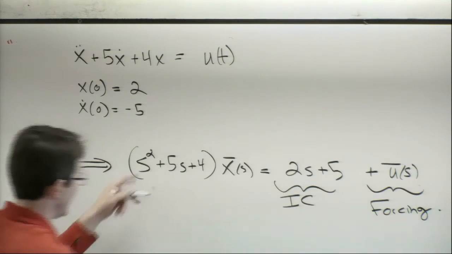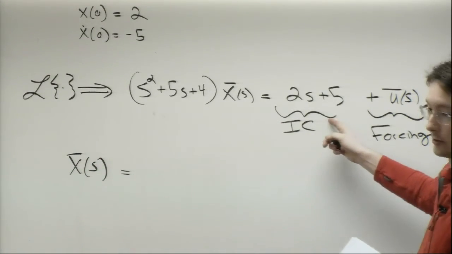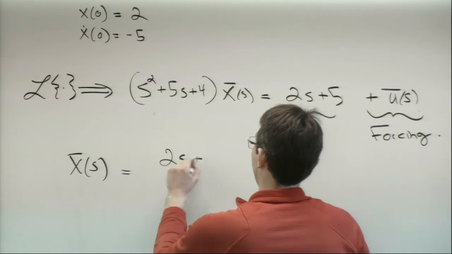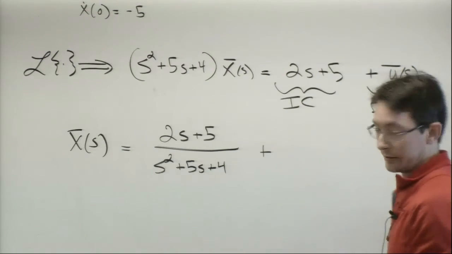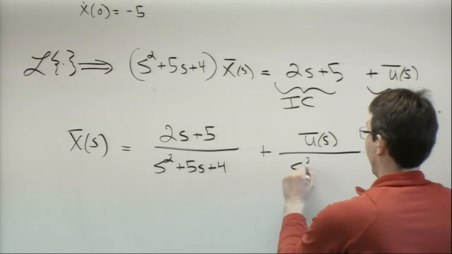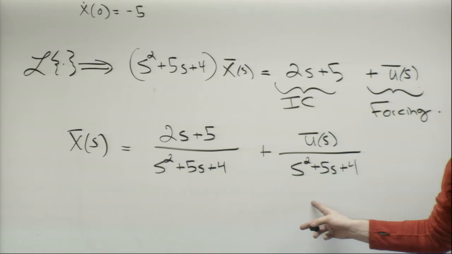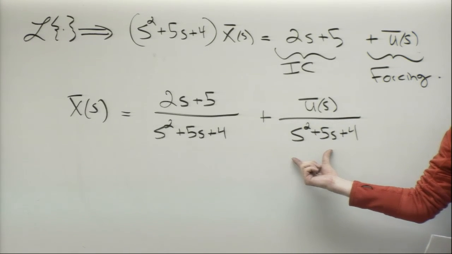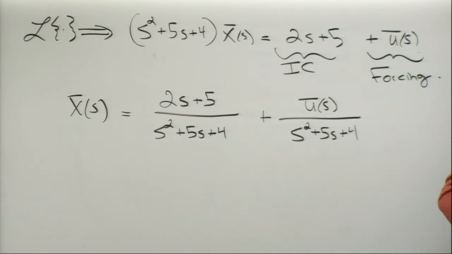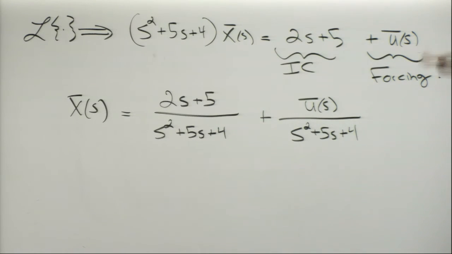And so now I can say that my function x bar of s is equal to my original part, my homogeneous solution with my initial conditions, 2s plus 5 divided by my characteristic polynomial. But now I have an additional particular solution given by u bar of s divided by s squared plus 5s plus 4. The great thing about Laplace transform solutions is that if I inverse Laplace transform this, I still get the homogeneous solution to my initial conditions. And I also get this additive term due to forcing. And we're going to see that this is the convolution of my forcing with something interesting, which is the inverse Laplace transform of the characteristic polynomial. Okay? So this is just kind of leading up to the lecture on Friday.